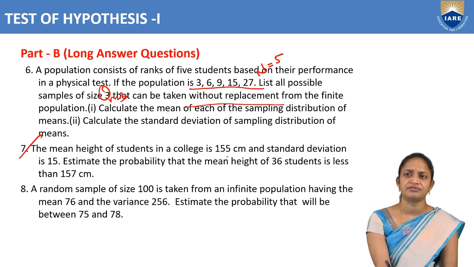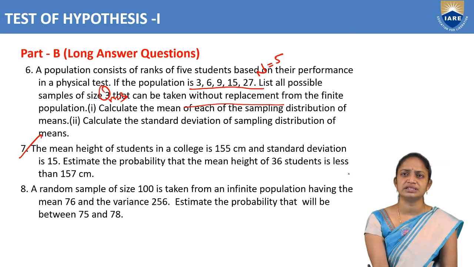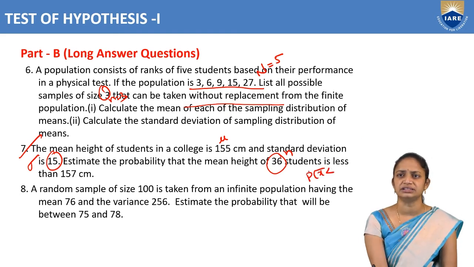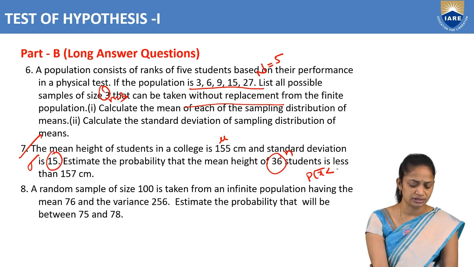Next coming to the next question, the mean height of the students in a college is 155 and standard deviation is 15. Estimate the probability that the mean height of the 36 students is less than 157. So here observe carefully, mu equal to 155 and sigma equal to 15. And what is n value? N value is 36. So here we have to find probability of x bar less than 157.